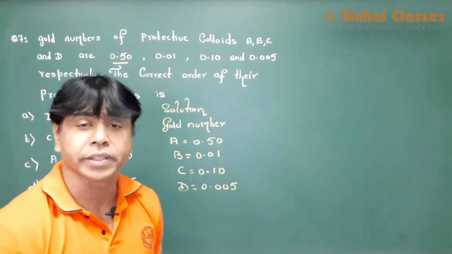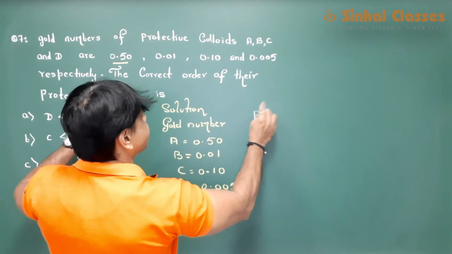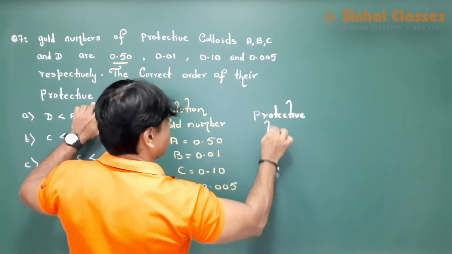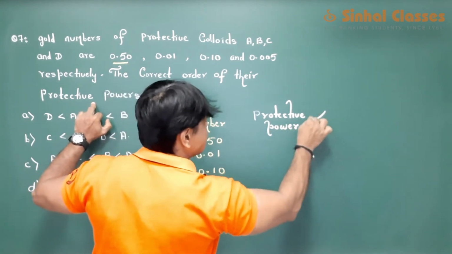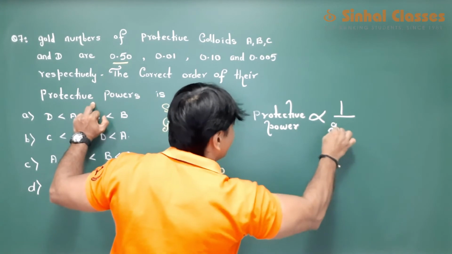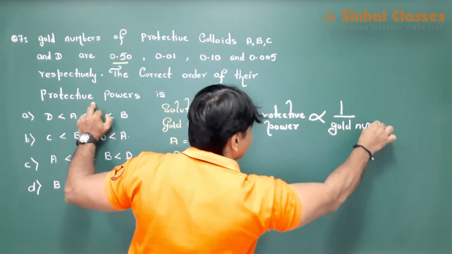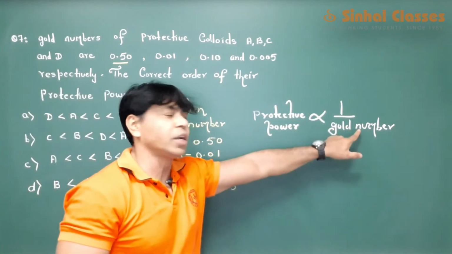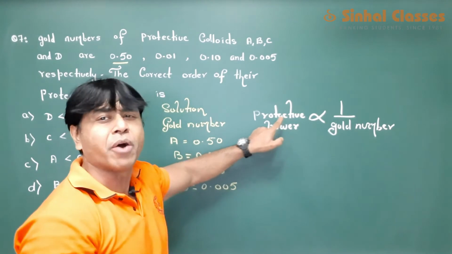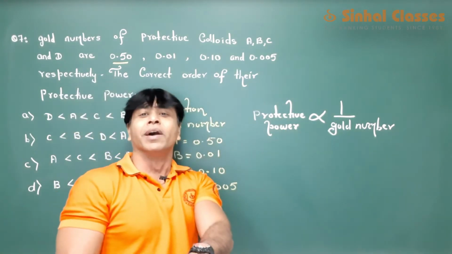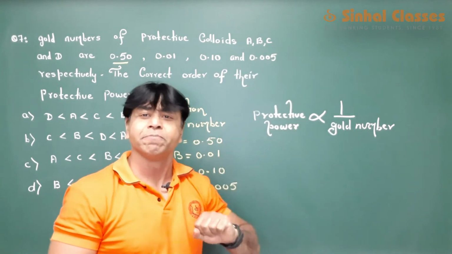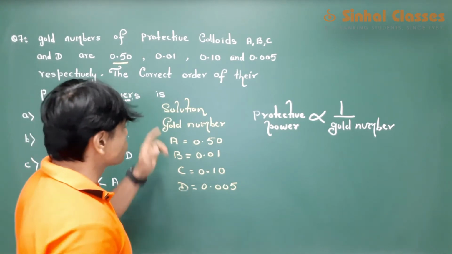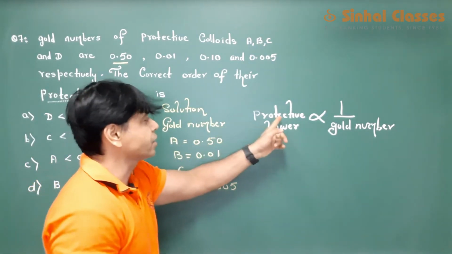How are they related with each other? So, protective power is inversely proportional to gold number. Greater the gold number, lesser will be the protecting power. Lesser the gold number, higher will be the protecting power. So they are asking for protective power you want. So smaller the gold number, higher the protective power.